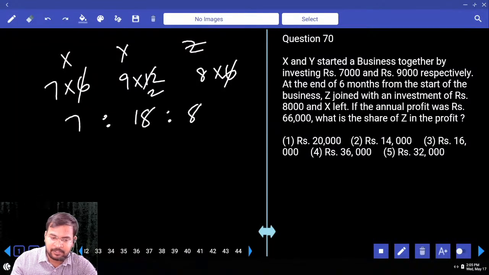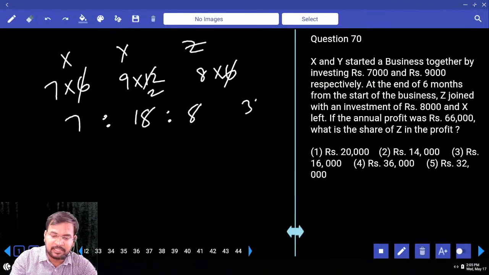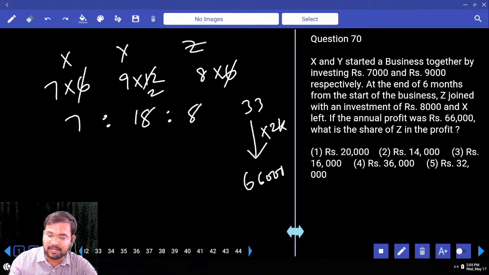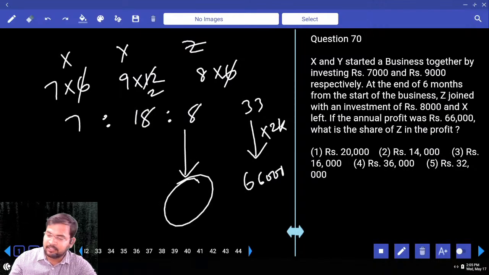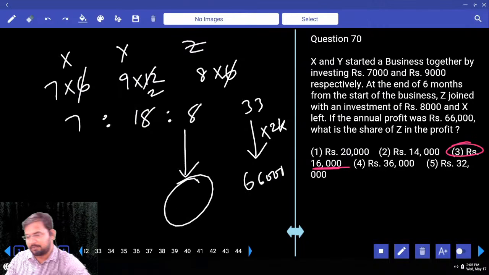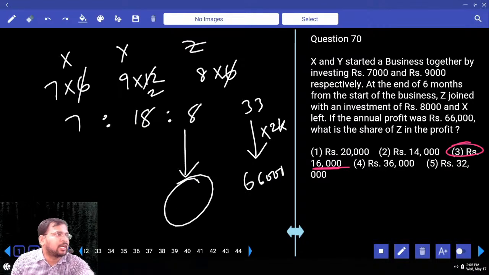Together is 33. 33 parts is nothing but 66,000. Therefore, each part is 2,000. They are asking for Z. Z is 8 parts. 8 parts is nothing but 16,000. Your answer is 16,000. Shall I go for the next question?